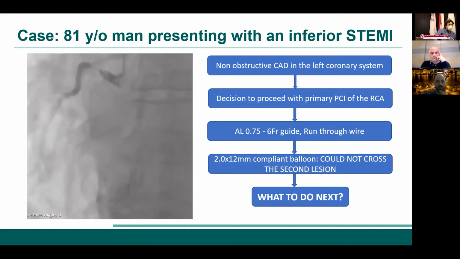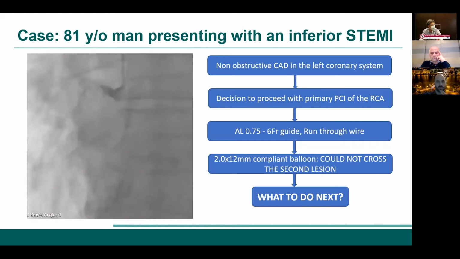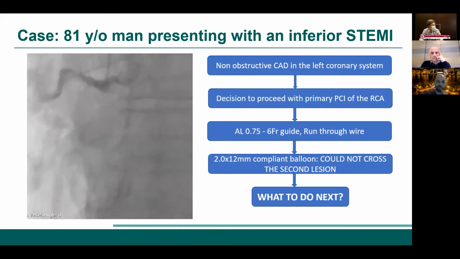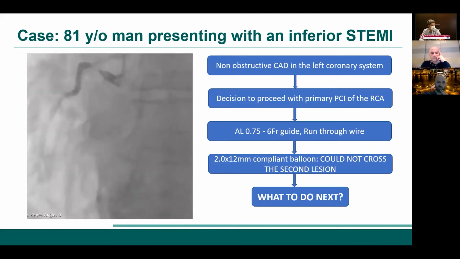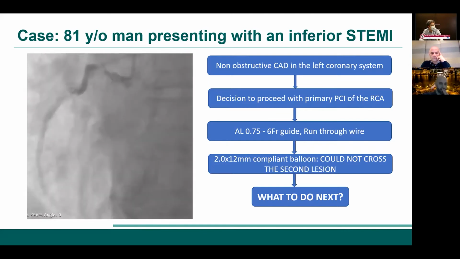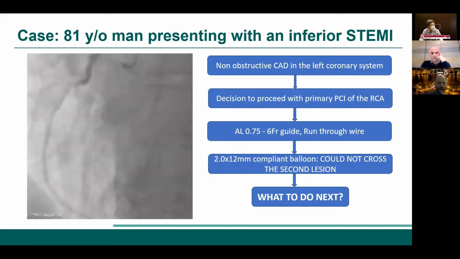Yeah, I agree. All of us have this algorithm of what to do when you can't cross. The problem is, he's 81, there's calcium and there's tortuosity, but try a buddy wire, and if you're successful with the first lesion, at least dilate it, then try a guide extension and see if this helps you. But if not, then obviously you have to move to something higher grade.